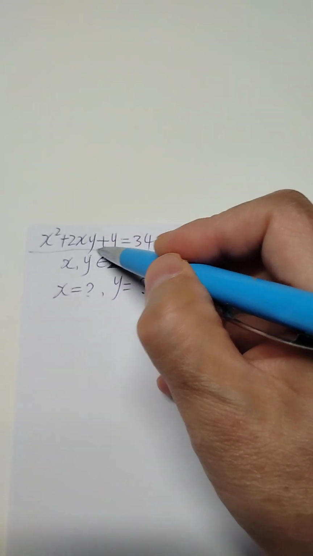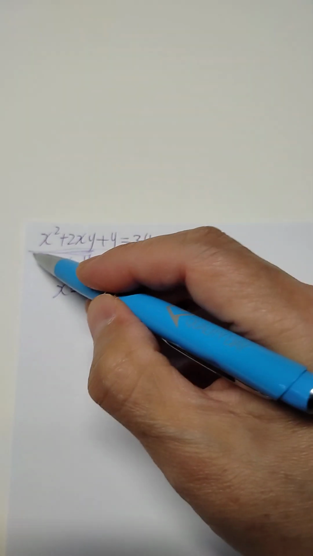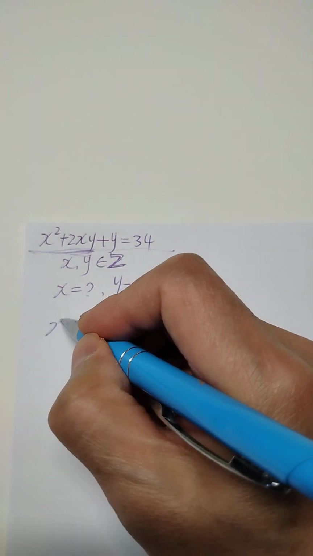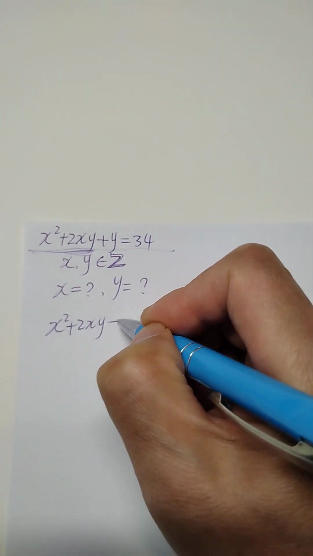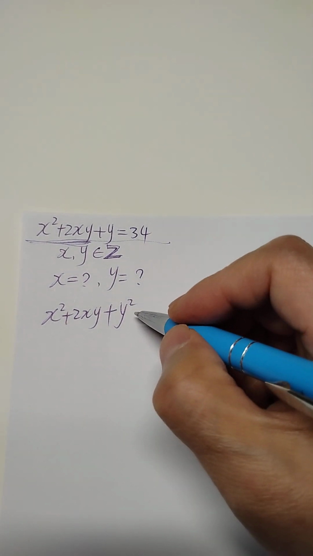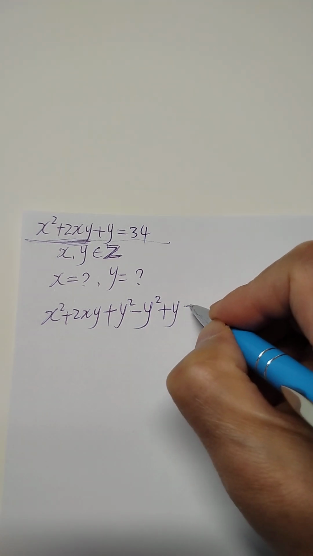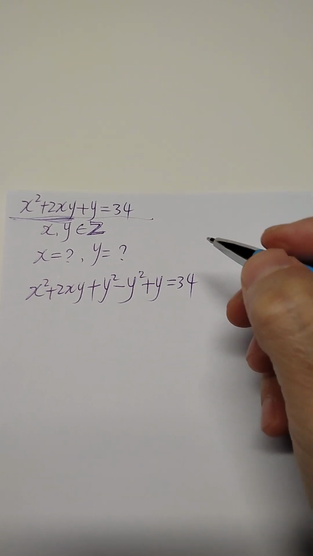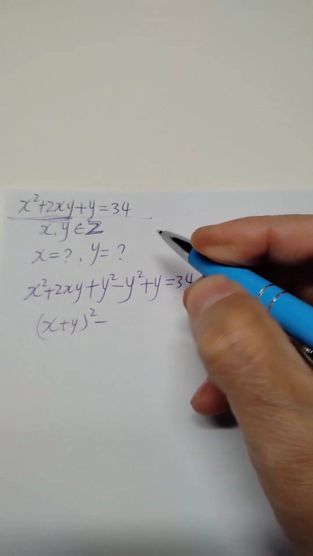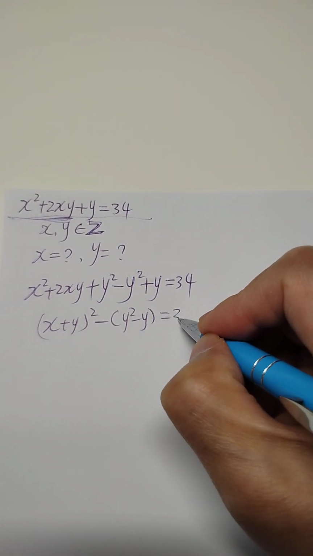First, look at this equation. We could easily get a perfect square if we add y squared. Since we added y squared, we need to subtract y squared to keep the equation the same. And then we have (x plus y) squared minus y squared minus y equals 34.